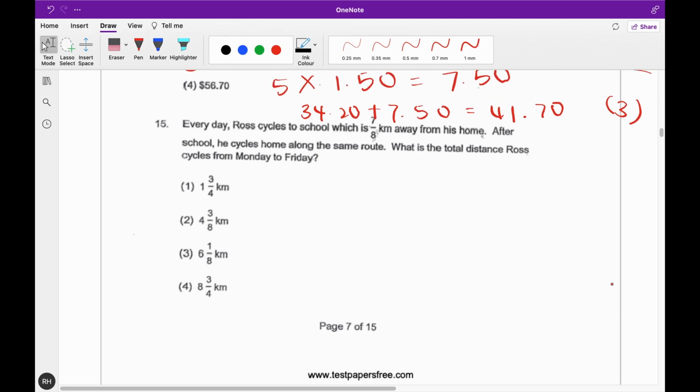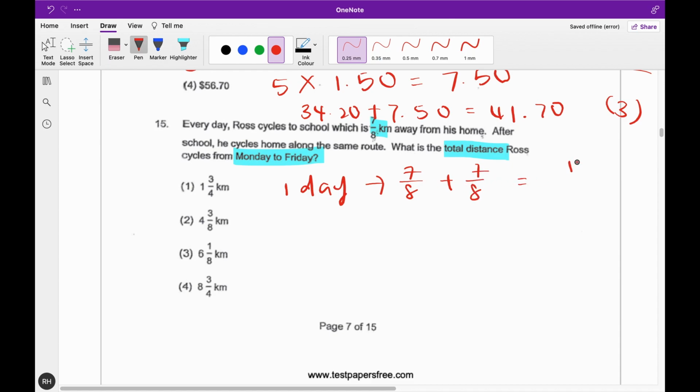Question 15. Every day, Ross cycles to school, which is 7 out of 8 kilometers away from his home. After school, he cycles along the same route. What is the total distance Ross cycles from Monday to Friday? So one day means you cycle to school and come back from school. So that's 7 out of 8 kilometers plus 7 out of 8 kilometers. That will give us 7 plus 7 is 14 out of 8 kilometers.